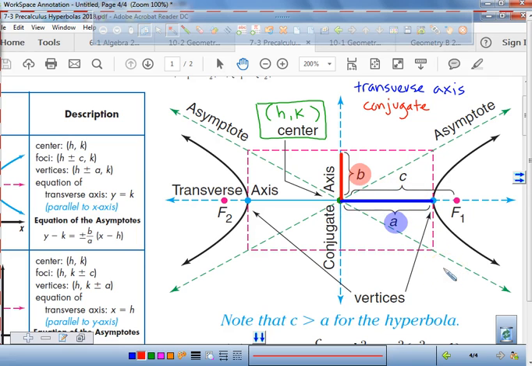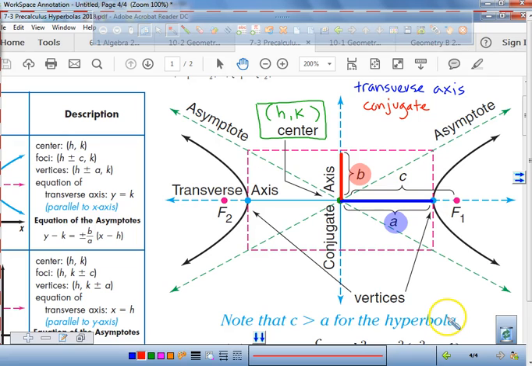Now, I want you to notice, so both sides, what always passes through the foci? Which axis? The transverse. So if I gave you the transverse axis, know that the transverse axis always passes through the foci. Okay?